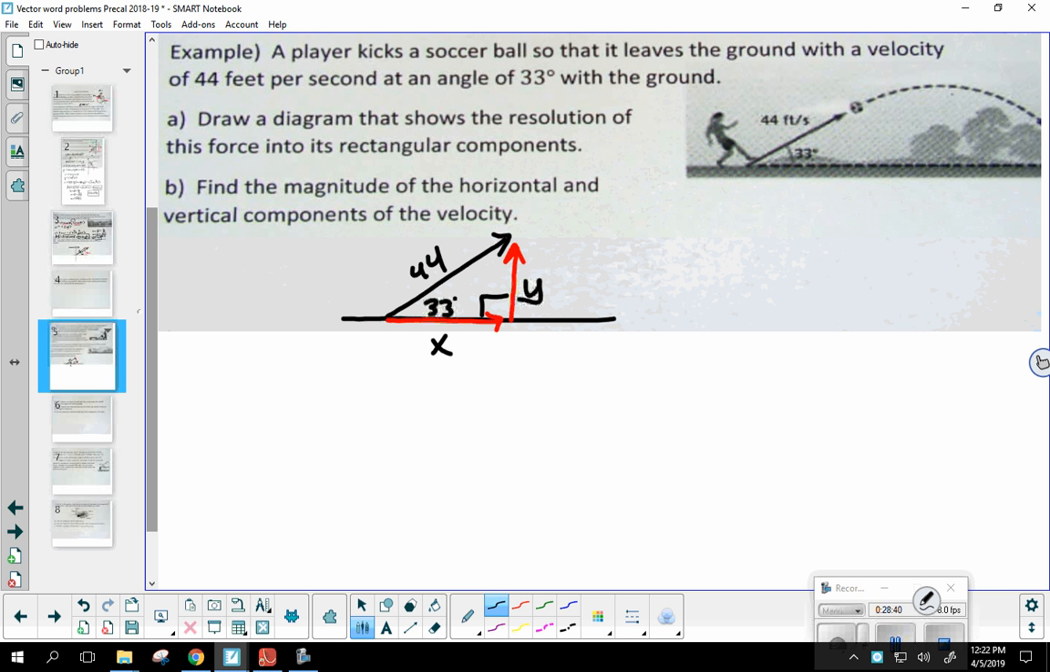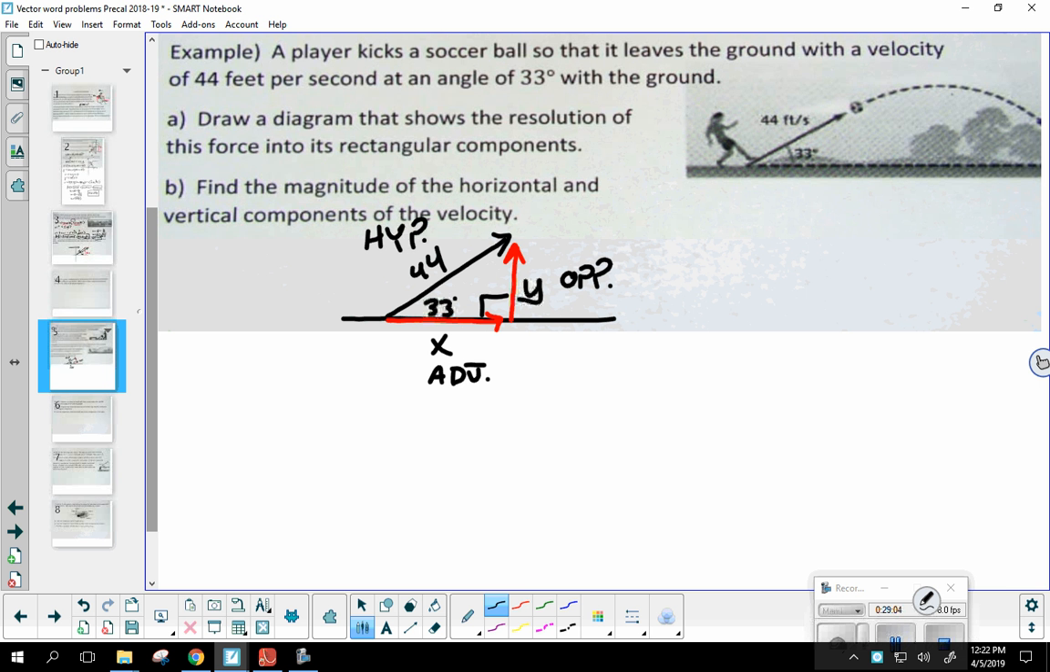Think way back to when we first started talking about trig. What were the three sides of a right triangle? One started with an O. We have the opposite, the adjacent, and the hypotenuse, right? What's x to 33? He's the adjacent. Y would be the opposite, and 44 would be the hypotenuse.